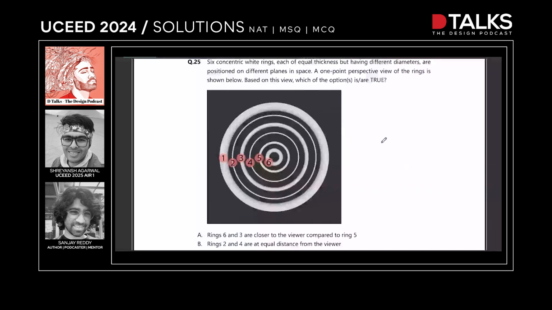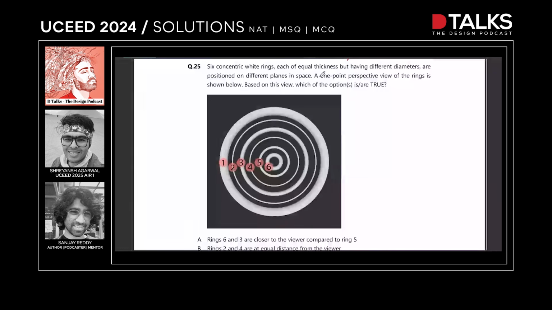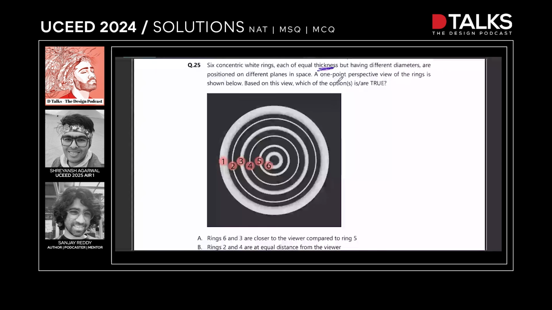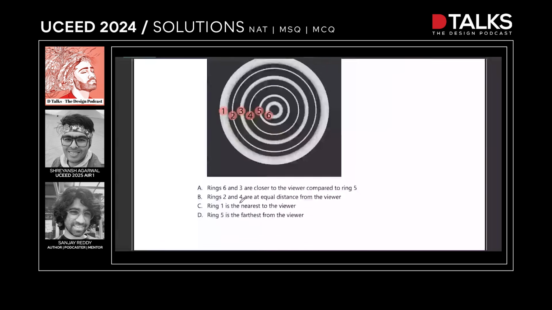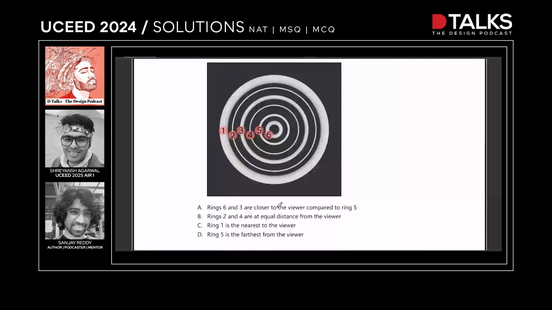Right. So another perspective question, and each ring has equal thickness. This is clearly mentioned. So that means the closer the ring is to you, the wider it's going to be, and the farther it is from you, the thinner it's going to be. It says they're equal thickness. So rings 6 and 3 are closer to the viewer compared to ring 5. So 6 and 3 are definitely thicker than 5. So that means A is correct.